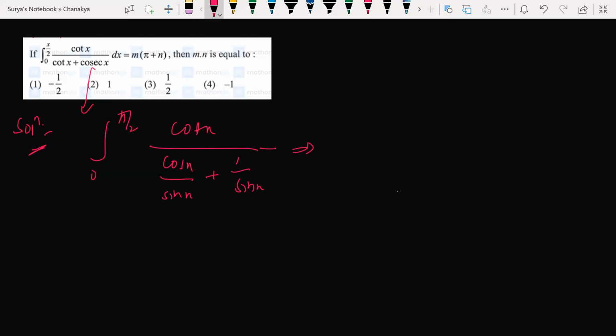Now look at this here. From this, what can I write? Integral 0 to pi by 2. Cot x is cos by sin. So here it becomes cos x over 1 plus cos x. After this, guys, you just add and subtract something and see whichever method you get, and solve this. After this, you will have simple steps. Make sure that you are doing that properly.